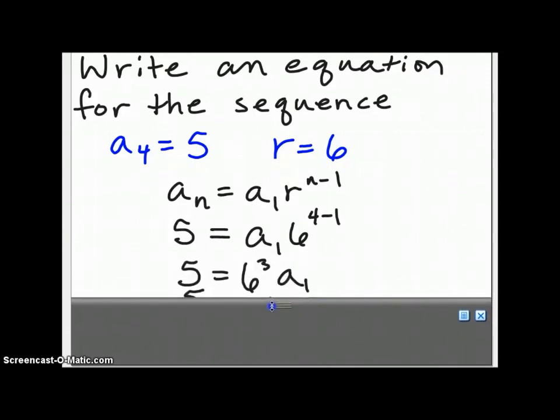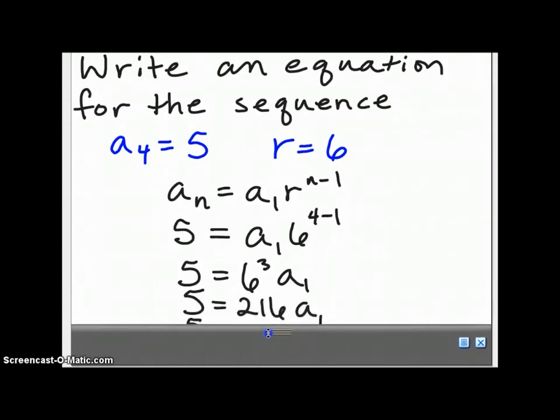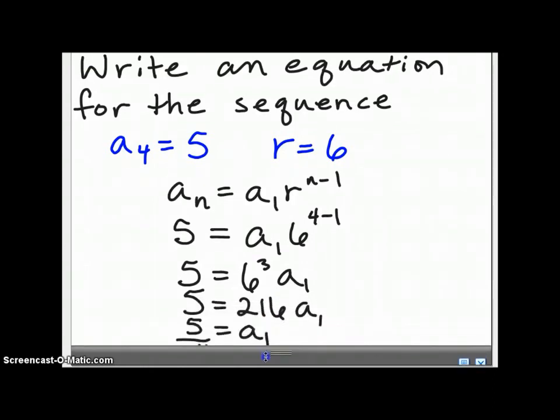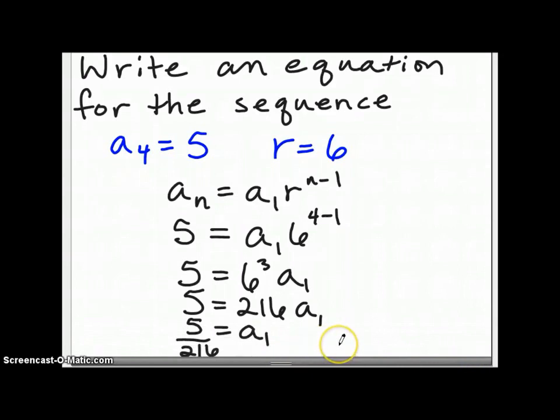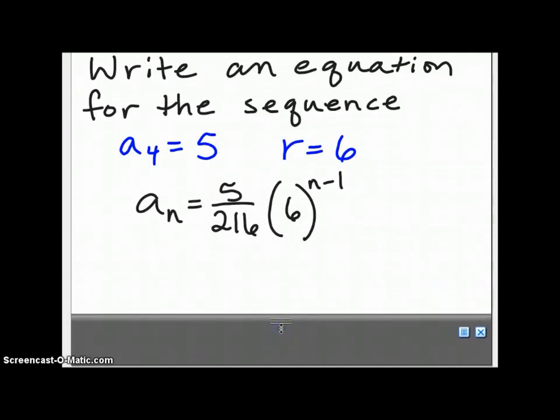So let's reduce that. We have 6 to the third power, and 5 equal to 216 times a sub 1. So that gives us this crazy fraction, but it's 5 over 216. That gives us a sub 1. So what does that leave us with? That leaves us with this: a sub n is equal to 5 over 216 times our ratio of 6, which we were already given, to the n minus 1.